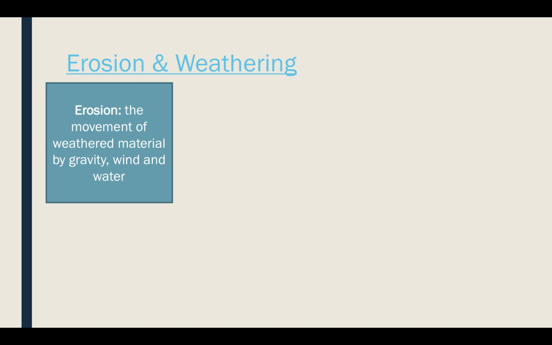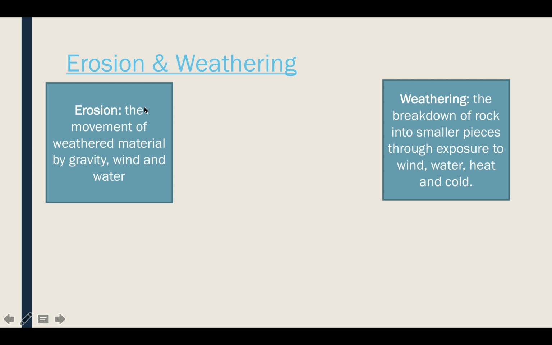So erosion is the movement of a weathered material by gravity, wind, or water. The most important thing about erosion that I want you to remember is that it involves movement. Erosion involves movement, and I'll send over the link for the video we're going to watch about erosion. Weathering, on the other hand, is really the result of erosion. It's the breakdown of rock into smaller pieces through exposure to wind, water, heat, and cold. So because of erosion, we see weathering happening.